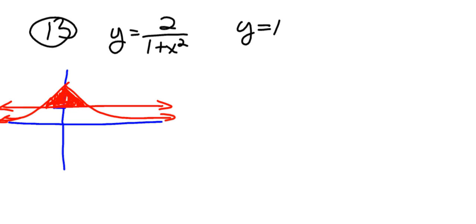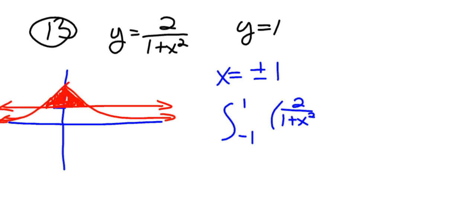So the biggest question is you have to know where they intersect. And if you want to go ahead and set them equal to each other, or put it in your solver in the calculator, graph them and find the points of intersection. We do find that the x values where they cross are positive and negative 1. So from here, I'm going to set up my integration from negative 1 to 1, and I see that the function 2 over 1 plus x squared is the upper function.